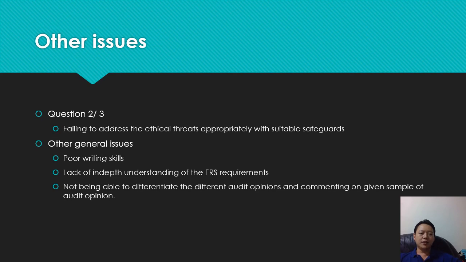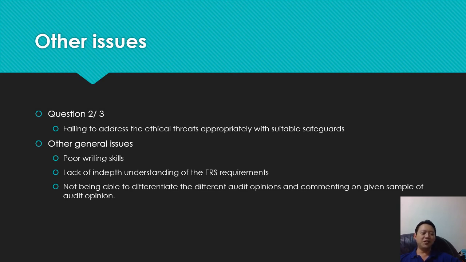Question 2 and 3. Failing to address the ethical threats appropriately with suitable safeguards. Now I must emphasize that question 2 and 3 not only have these, but far more issues. I couldn't find enough space to list out all of these. There are a lot of issues. But let me just tell you some of them offhand. One which is very prominent is failing to address the ethical threats appropriately with suitable safeguards.